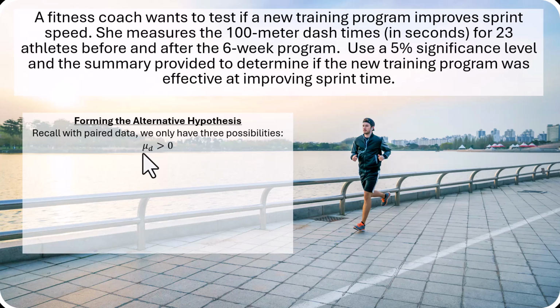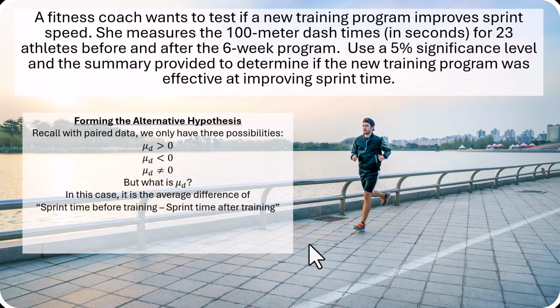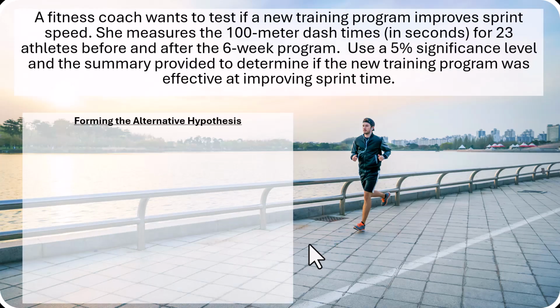We can either say that the population mean difference is greater than 0, it's less than 0, or not equal to 0. But what is this mu sub d of which we speak? Well, it is the average difference of the sprint time before training minus the sprint time after training. So let's think about this. If the training program was effective, would we expect this value to be positive or negative? You can take a minute, pause this video, and think about this and formulate an answer.